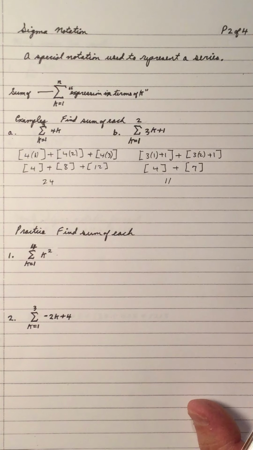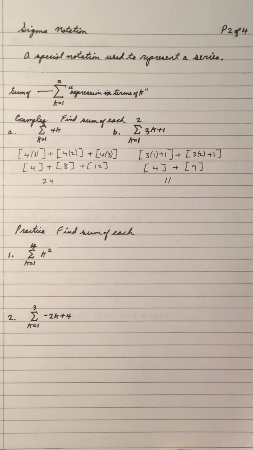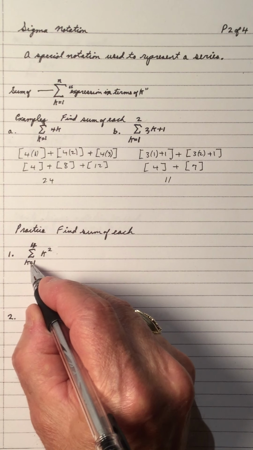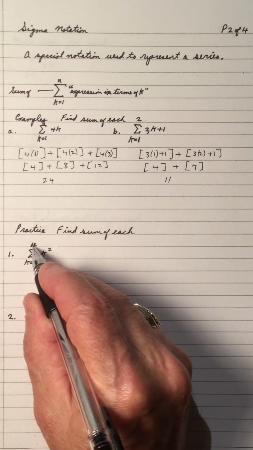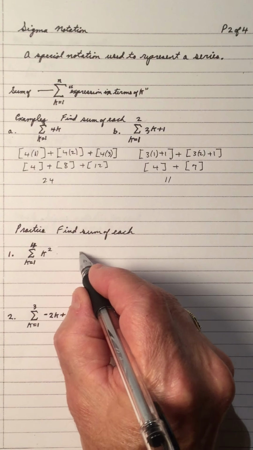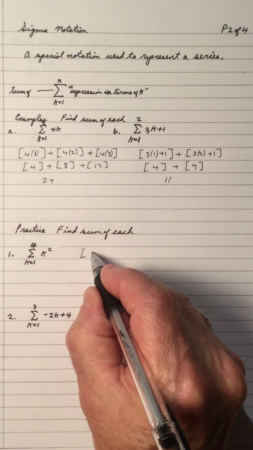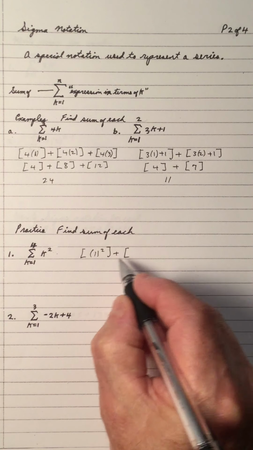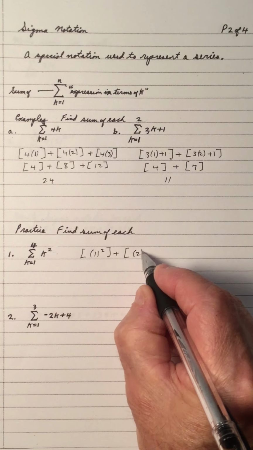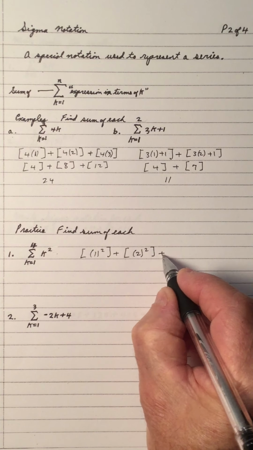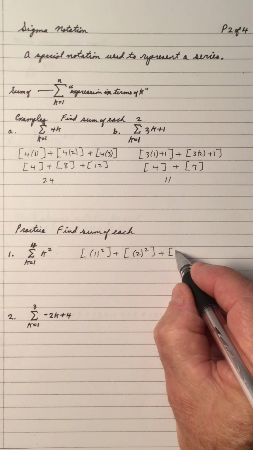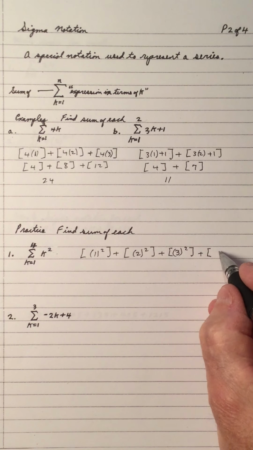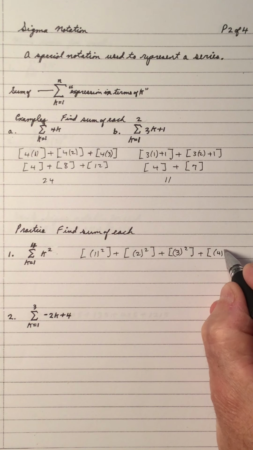Practice means pause your video and work out each of these. So here we go. Let's do this one. It starts at 1 and goes to 4, and it's K squared. When K is 1, we get 1 squared. When K is 2, we get 2 squared. When K is 3, we get 3 squared. And when K is 4, it's 4 squared.